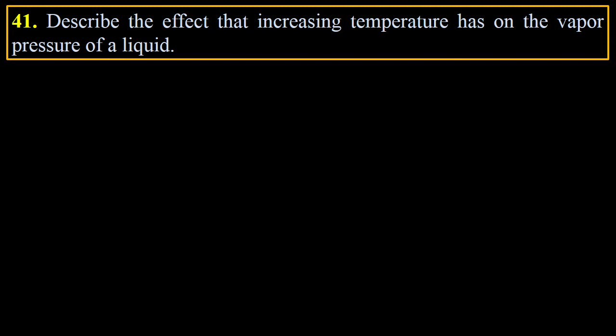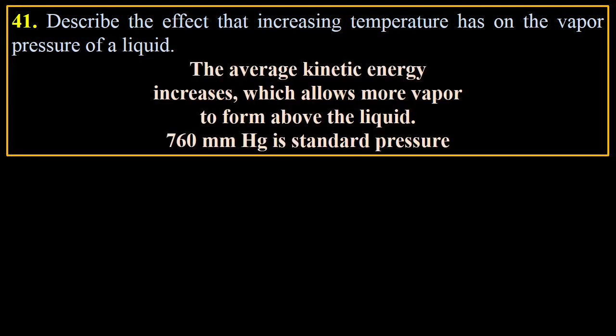Describe the effect that increasing temperature has on the vapor pressure of a liquid. The average kinetic energy increases, which allows more vapor to form above the liquid. 760 millimeters of mercury is the standard pressure. However, the SI unit for standard pressure is kilopascals, and it would be 101.3 kilopascals.